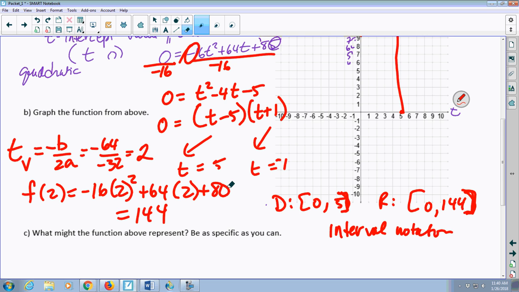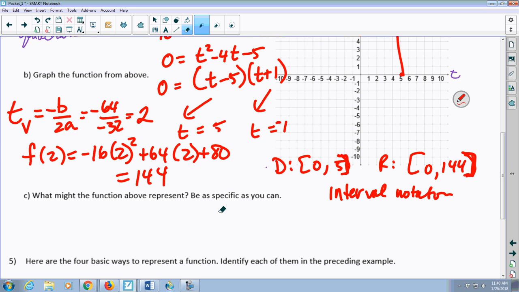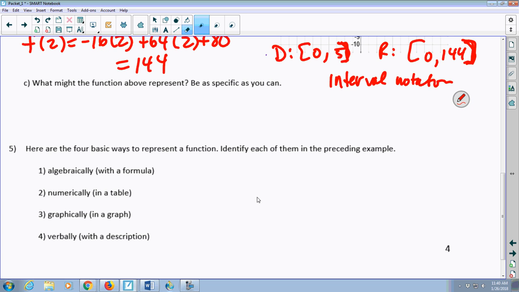All right. So what might the function above represent? We talked about throwing an object upward into the air. It's going to reach some maximum height, and then gravity's going to bring it back down to Earth. Okay. So here are the 4 basic ways to represent a function. We've done all of these in the preceding examples. I think you can find them if you look back, which one was the verbal, which one was the graph, etc.